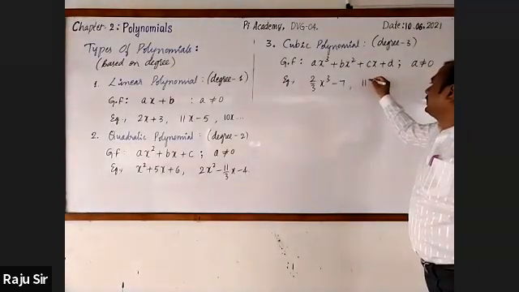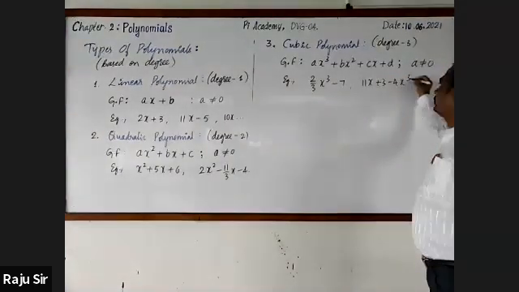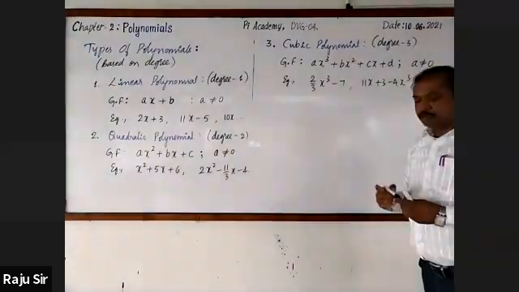Next, 11x plus 3 minus 4x cube. These are cubic polynomials.